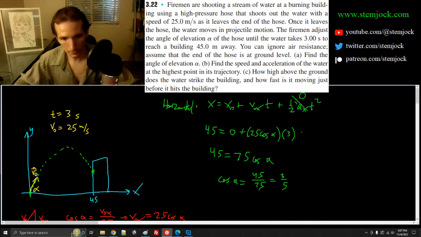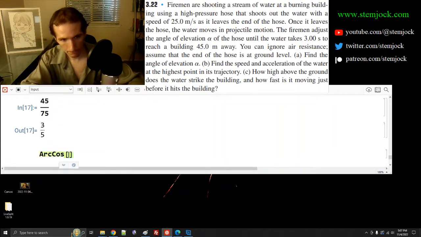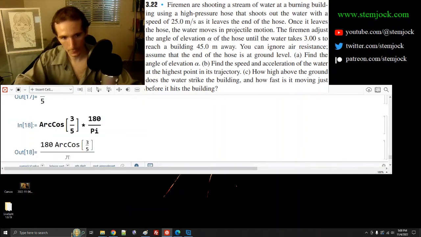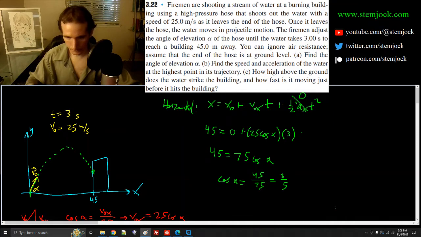And now I'm going to take the inverse cosine. This will give me a result in radians, so I want to multiply it by 180 over pi to change it to degrees. So let's see what that decimal is. 53.1. So alpha is approximately 53.1 degrees.